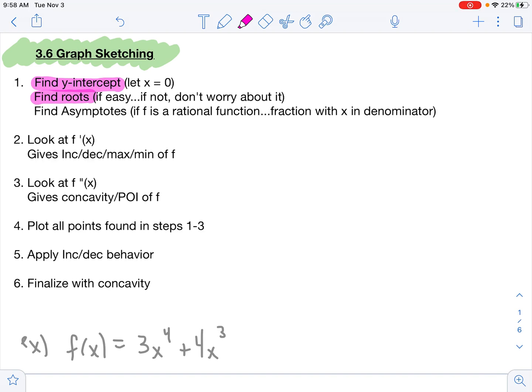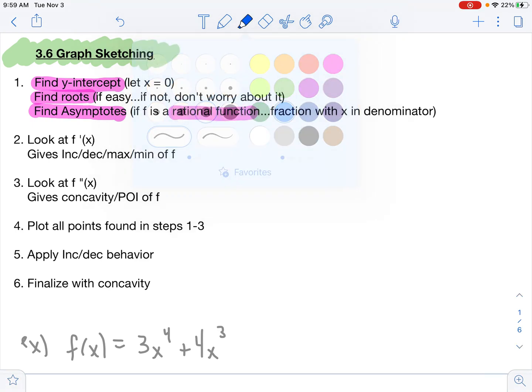So I typically do what I call non-calculus stuff first. I find the intercept, I find the roots, and if we're dealing with a rational function, x in the denominator, I'm going to look for asymptotes. If we don't see x's in denominators, typically we're not dealing with asymptotes, okay? None of that stuff requires derivatives, so I typically look at that stuff first.